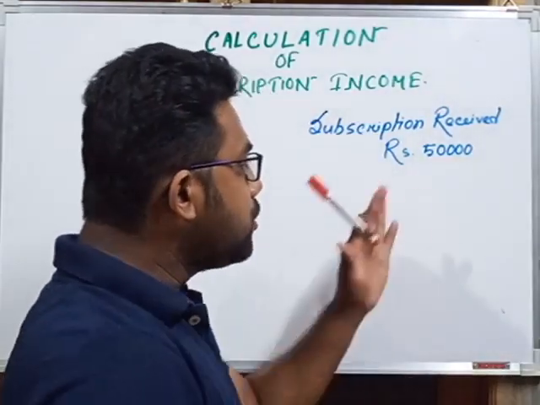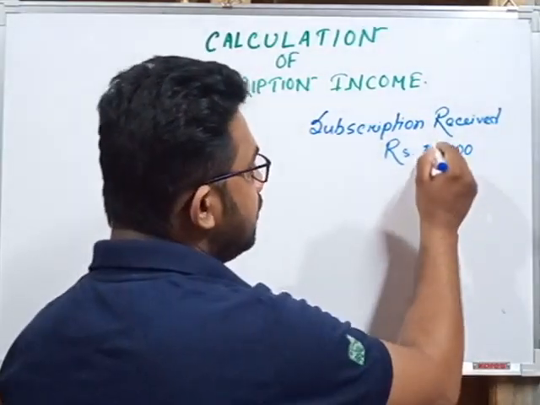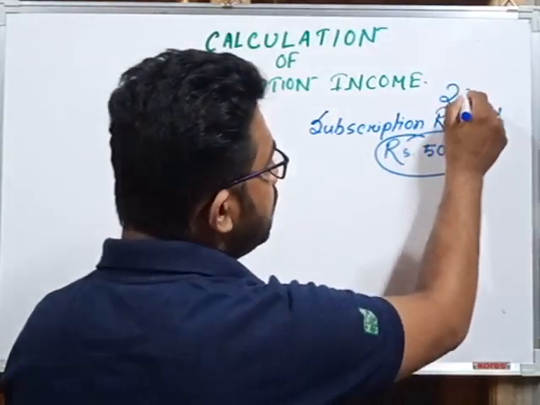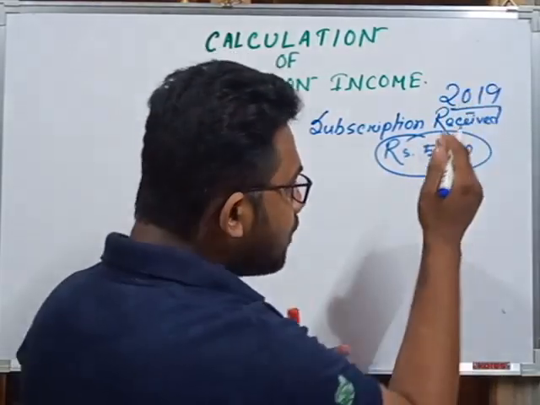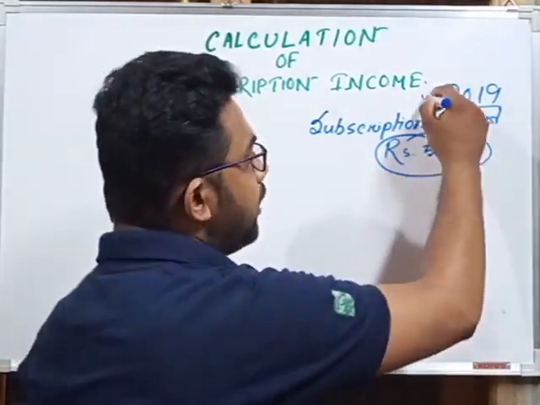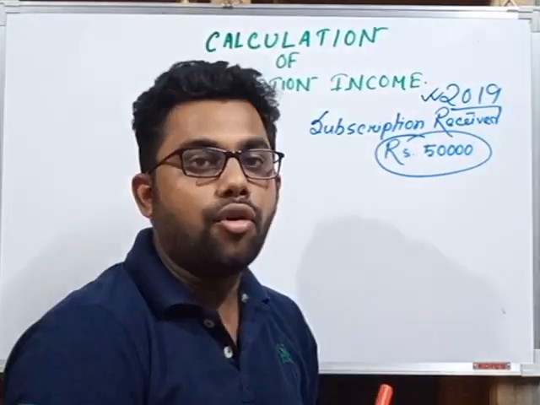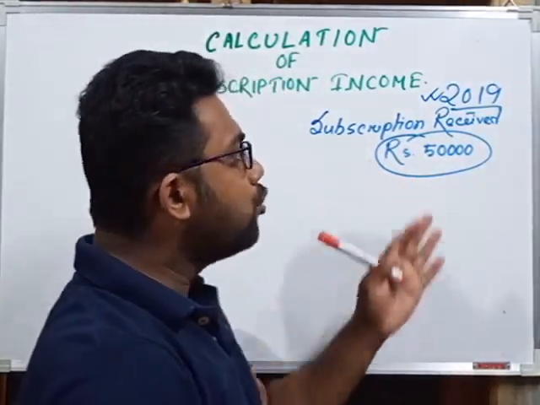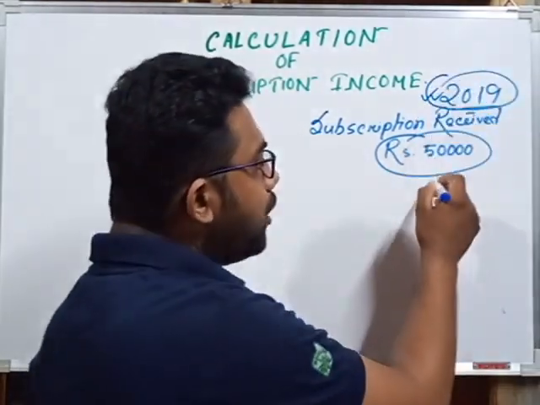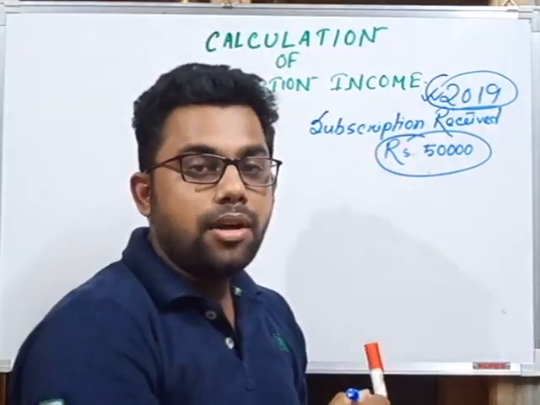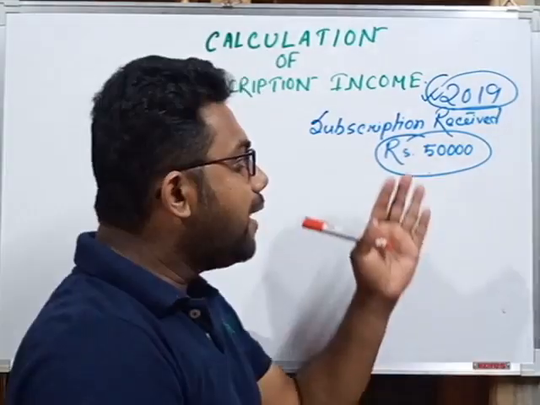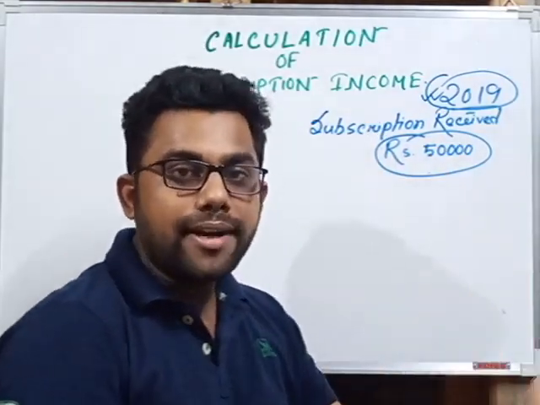But if we notice, this 50,000 is the amount of subscription received by the non-trading organization for, suppose, the year 2019. Can you identify the actual amount of subscription for 2019 from that 50,000? No. But in income and expenditure account, we have to identify the subscription income only for 2019. So we have to adjust the total amount of subscription received during an accounting year, by adding some items or deducting some items.